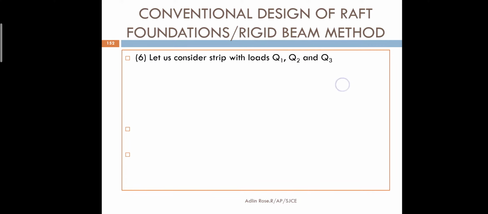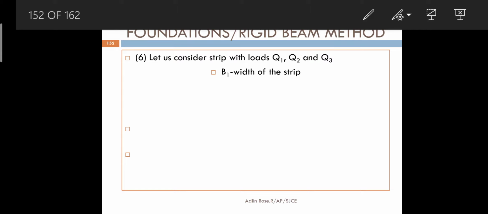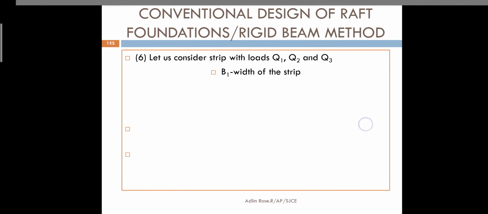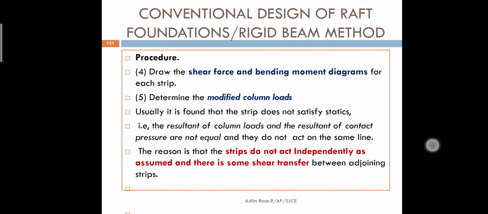Next step, consider the first strip. The first strip carried loads of Q1, Q2, Q3 and the width of the first strip was B1, and the second strip oda width B2, third strip oda width B3. I said that already. So the width of the strip is B1 and the length of the strip is capital B, and the pressure acting on the strip will be assumed to be Q average.